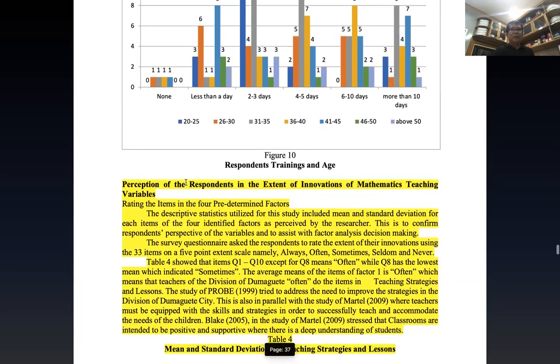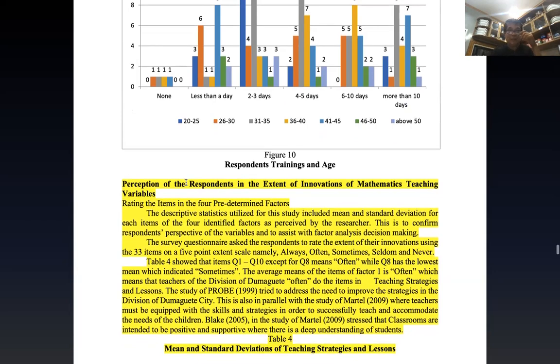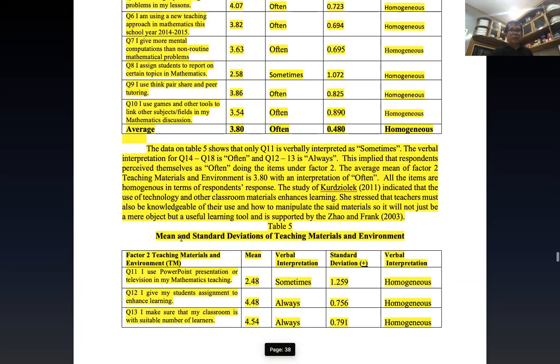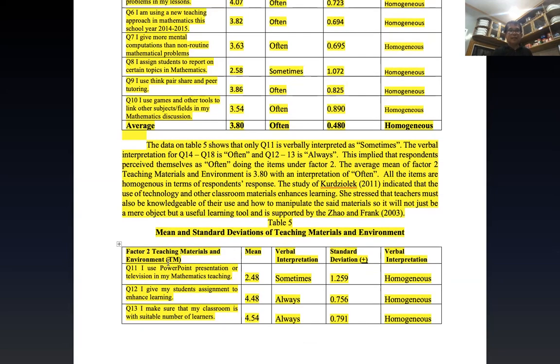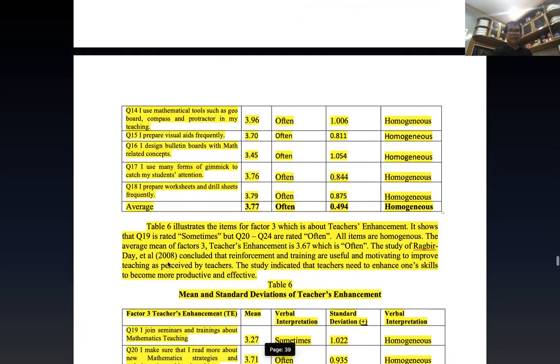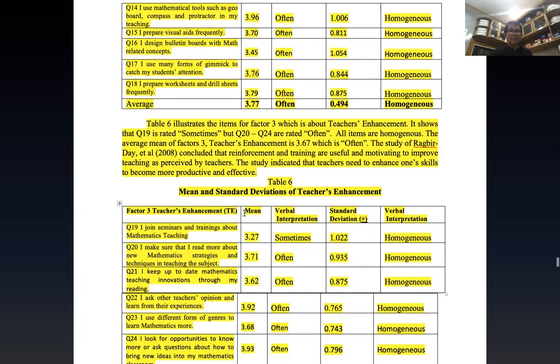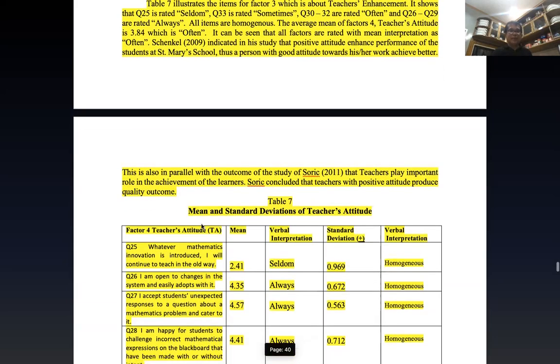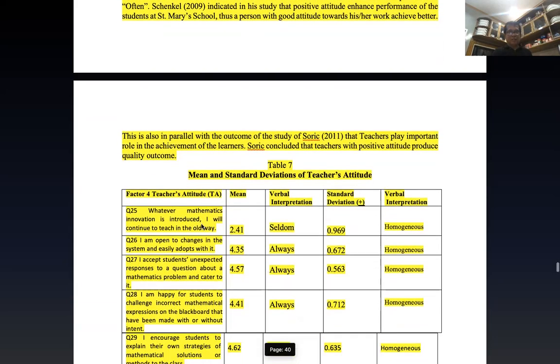So the respondents rated the items in the 4 predetermined factors. What are those predetermined factors? Factor 1, teaching strategies and lessons. Factor 2, teaching materials and environment. Factor 3, found in Table 6, teacher's enhancement. And factor 4, found in Table 7, teacher's attitude.